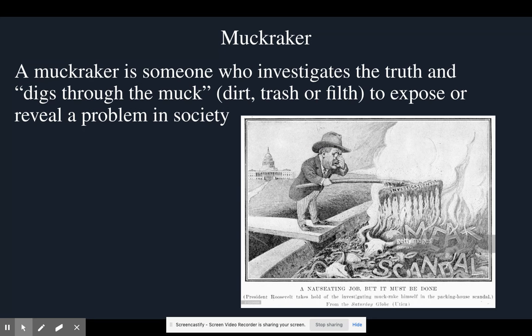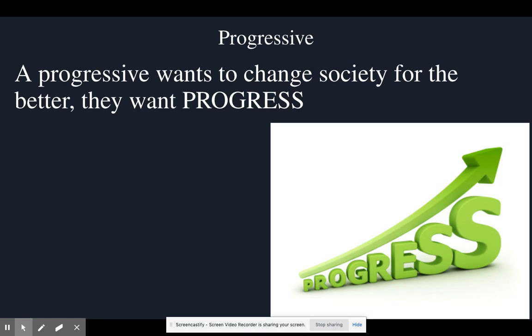Next is muckraker. So a muckraker is someone who investigates the truth and digs through the muck, so dirt, trash, or filth, to expose or reveal a problem in society. So it's someone that investigates the truth through all the kind of dirty stuff in life and exposes the real problem in society. Progressive, so when you think about the progressive movement, what does progressive really mean? So progressive wants to change society for the better. They want to progress.